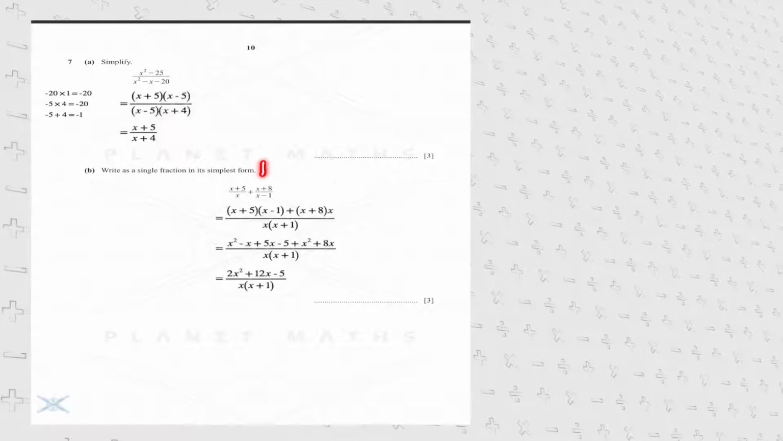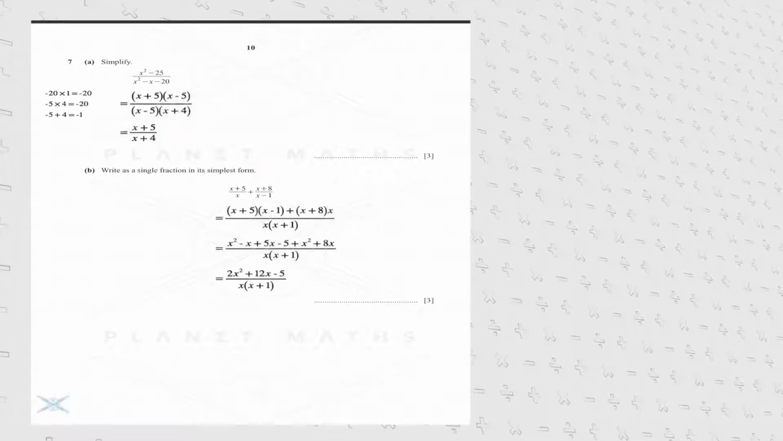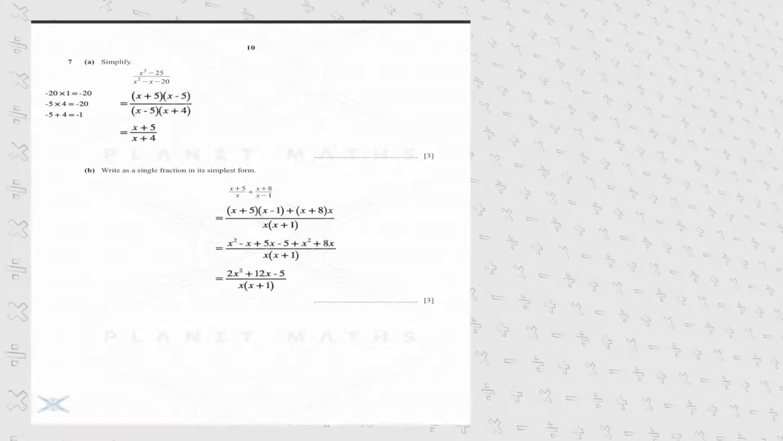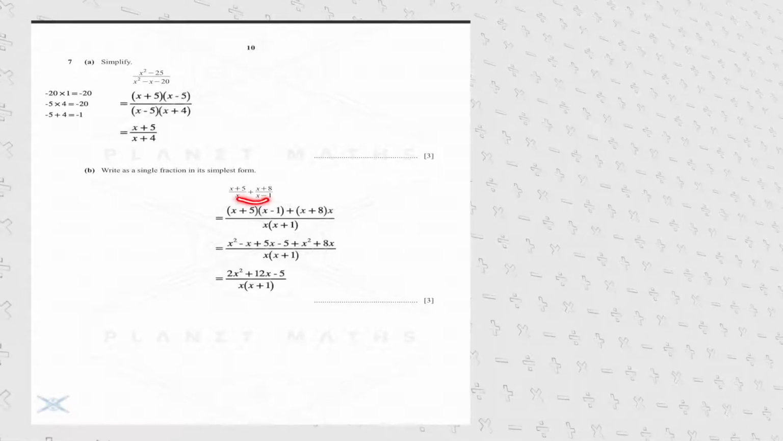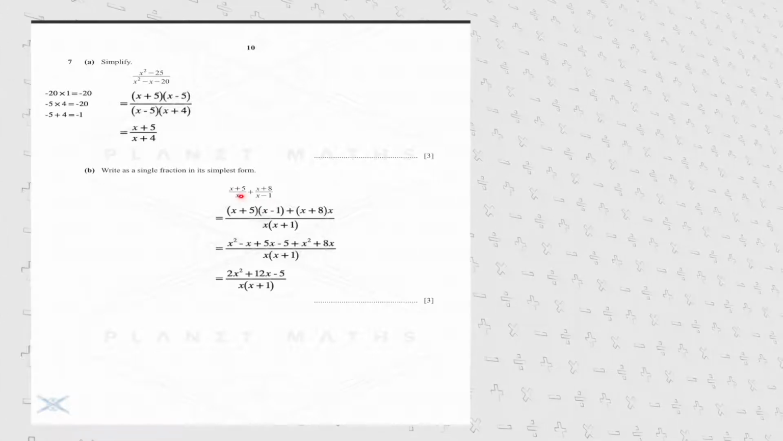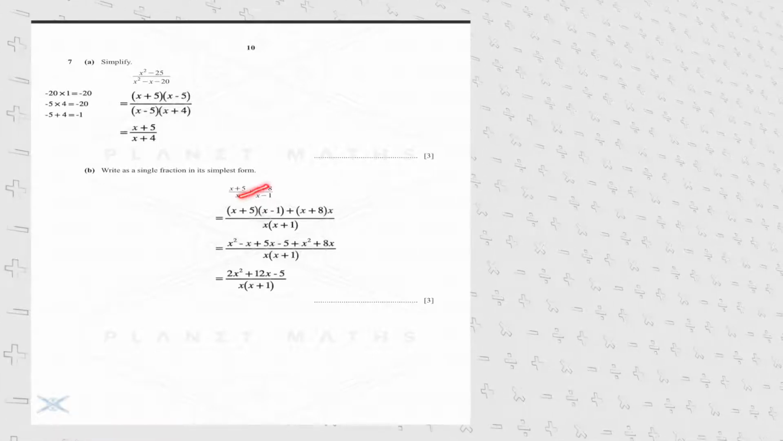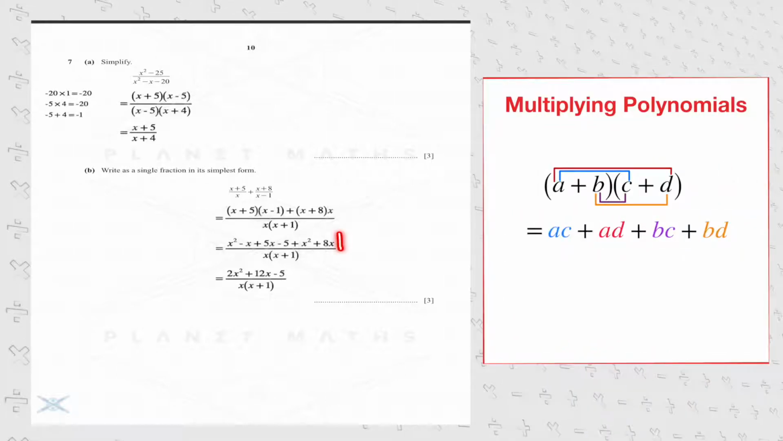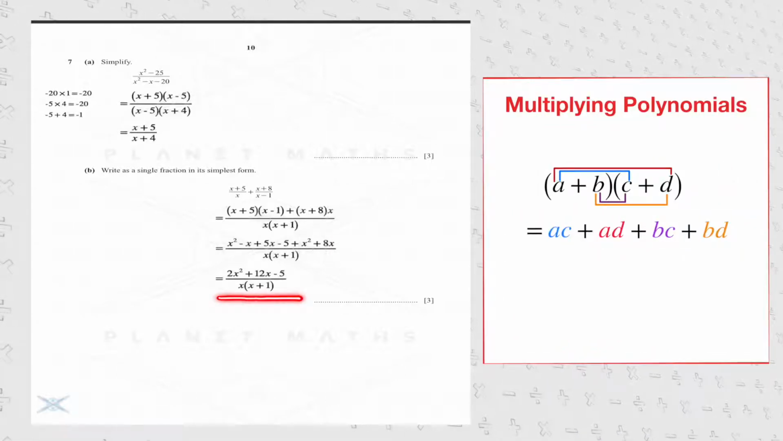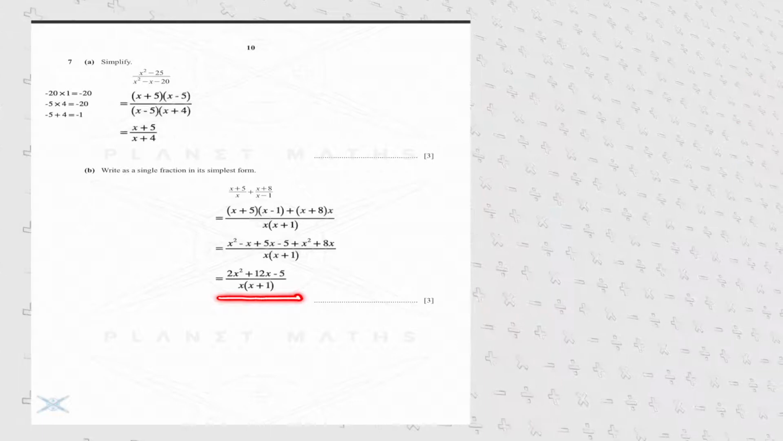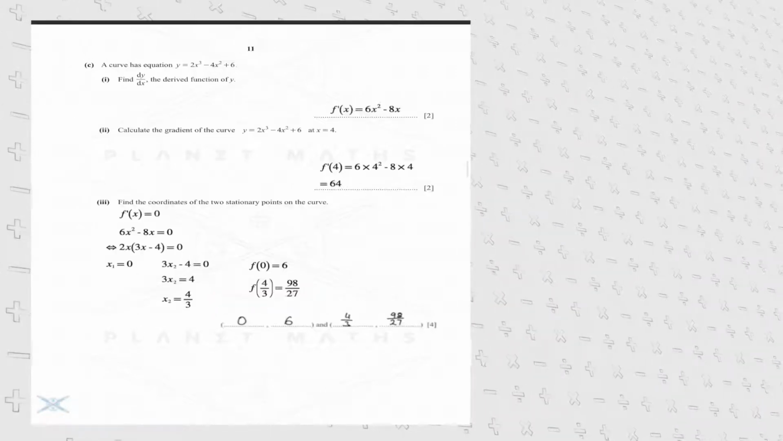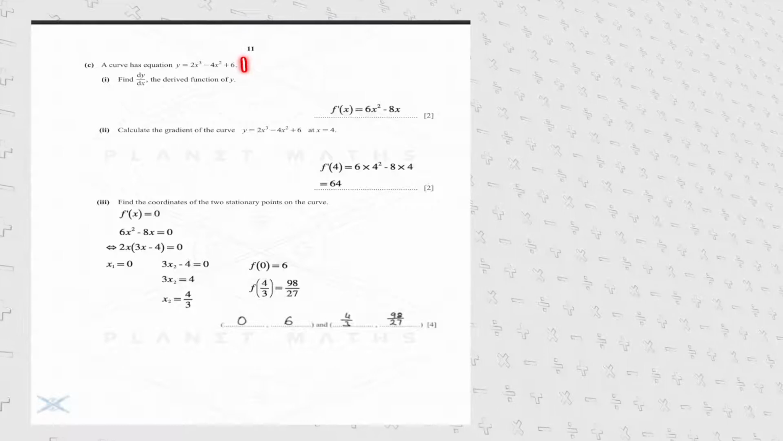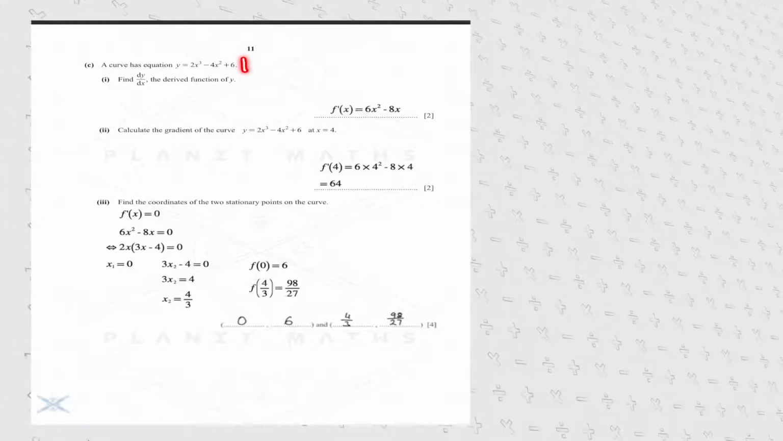In part B, we are required to write a single fraction in its simplest form. This is achieved by cross-multiplying both of those fractions, meaning that we multiply their denominators with one another, and then the denominator of one fraction with the numerator of the other fraction, and vice versa. In the next step, we will simply expand those two brackets as per the method provided, and thereafter simplify the numerator, providing us with the final result, which is 2x squared plus 12x minus 5 over x multiplied by x plus 1.